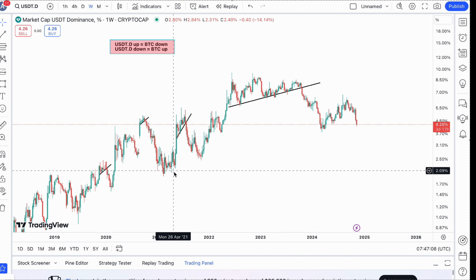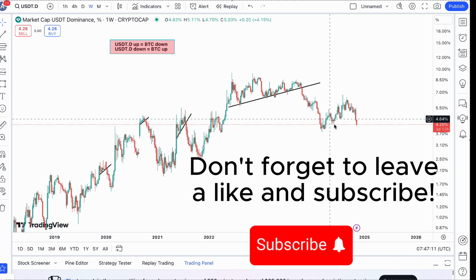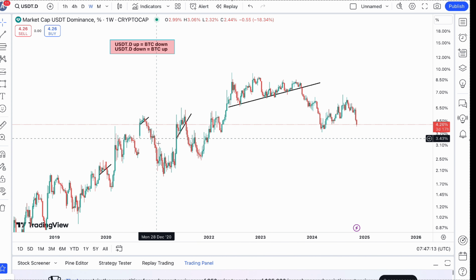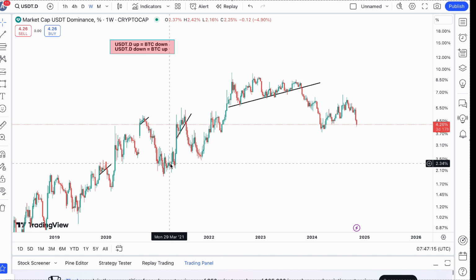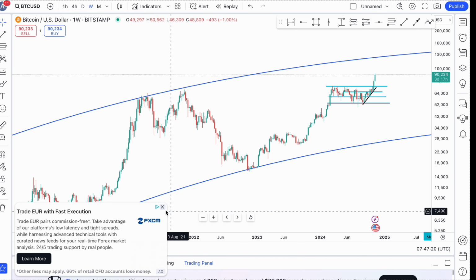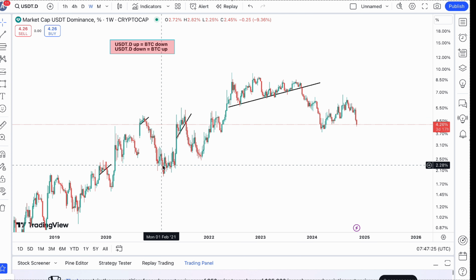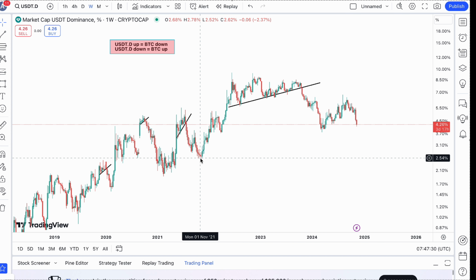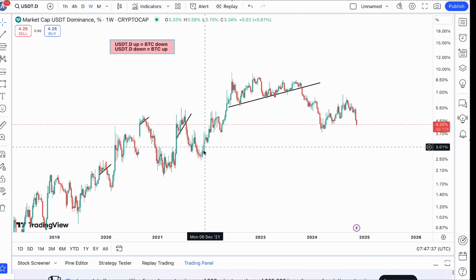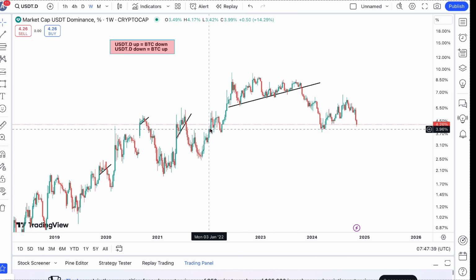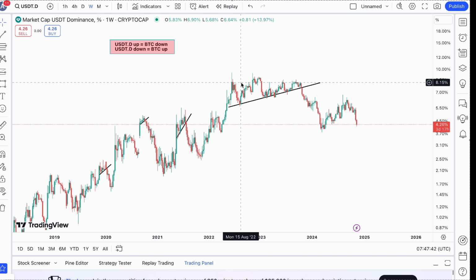All these big dumps send Bitcoin to the upside, basically a bull market for Bitcoin. So for people who remember this, when Bitcoin hit the $60,000 levels for the first time around here, we had a massive dump on USDT dominance. Then when Bitcoin hit its all-time high, I mean the double top, we just made a double bottom here and boom, shot back to the upside. This is where the bear market started for Bitcoin and the bull market again for USDT dominance.